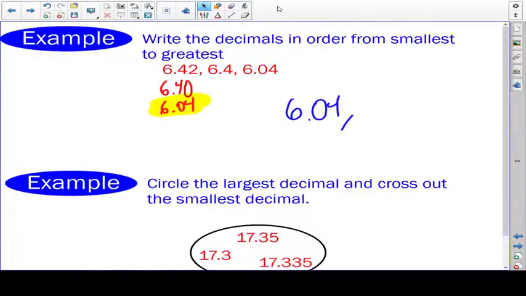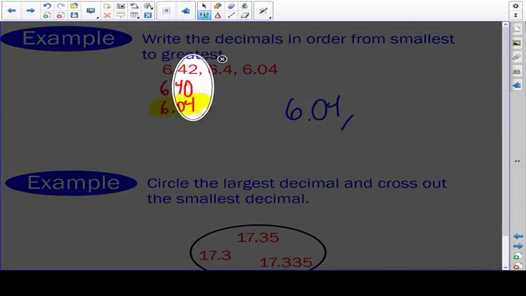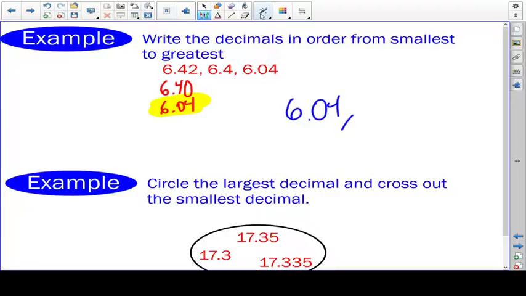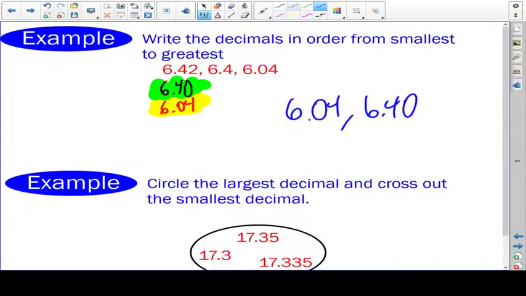Now we have to figure out which one's our next smallest number. And all we need to do is look at the hundredths position. And if we look at the hundredths position, here we have a 2 on top and a 0 on the bottom. 0 is less than 2. So because of that, we know that 6.40 is less than 6.42 or 6 42/100ths.